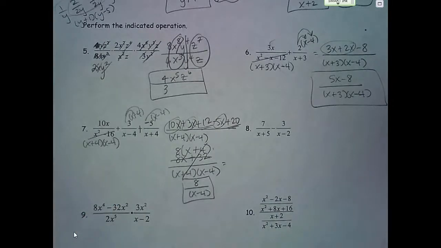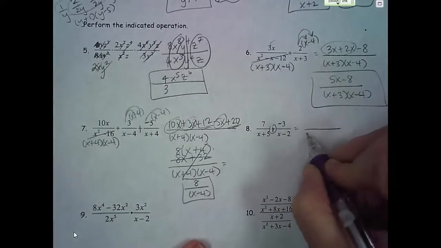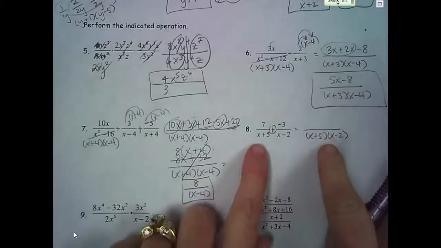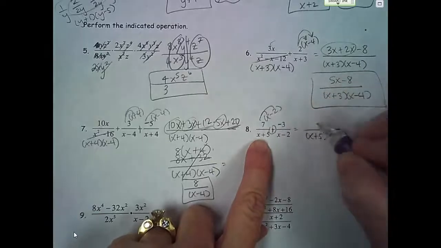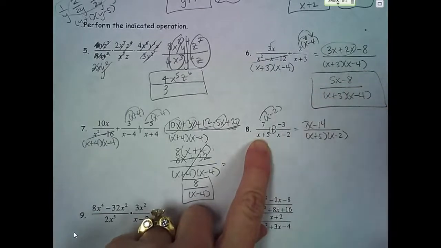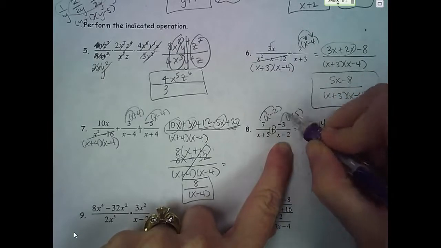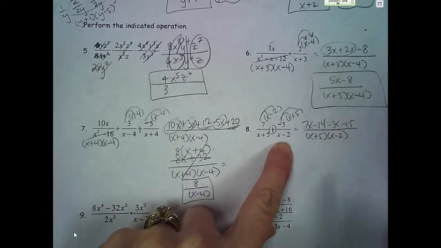Right, number 8 is another subtraction problem. Turn to addition, move it over. Get your common denominator, x plus 5 and an x minus 2. Compare. First fraction needs an x minus 2. Don't forget both. So 7x minus 14. This needs an x plus 5. Watch out, that's negative. So you get negative 3x minus 15. Lots of points lost on the quiz for not watching that negative.